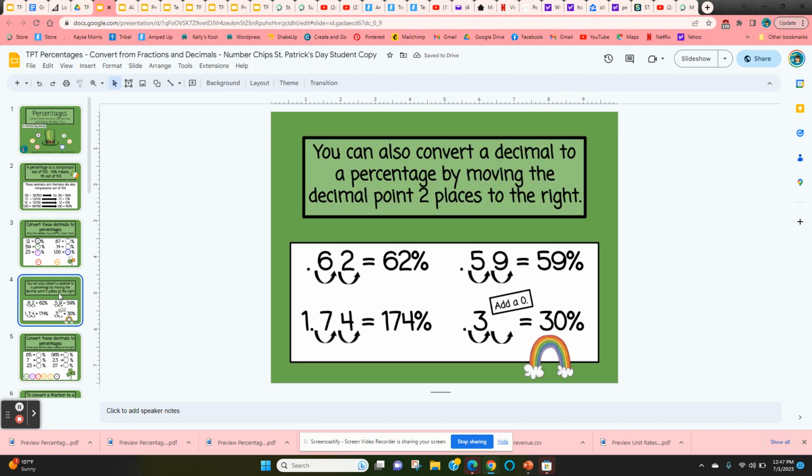Now they're going to be shown another way to change from decimals to percentages, which is to move the decimal point 2 places to the right. So here we get 62%, 59%. Here we get 174%. And then here, because there's no number here, we have to add a 0. So this would be 30%, not 3%.